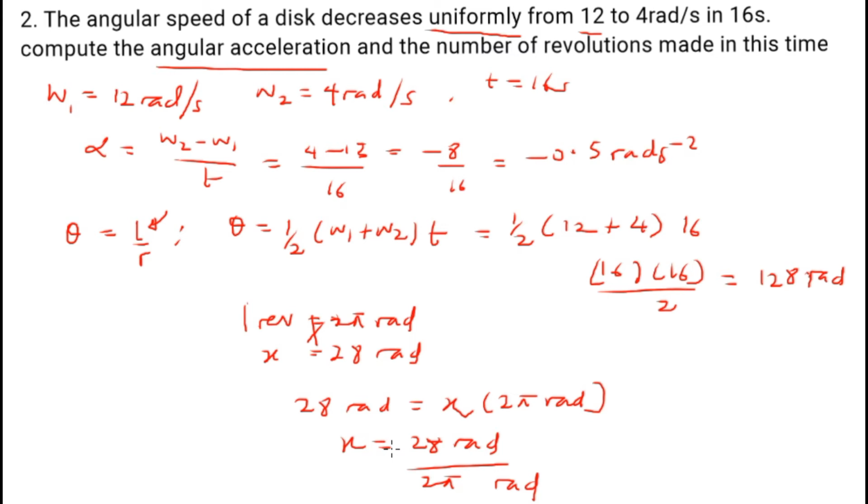Pi is actually 22 over 7. So 2 pi is 2 times 22 over 7, and 128 divided by that is equal to 20.37. So I'll have 20.37 revolutions.